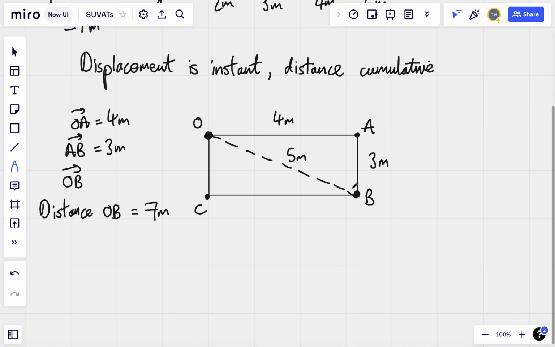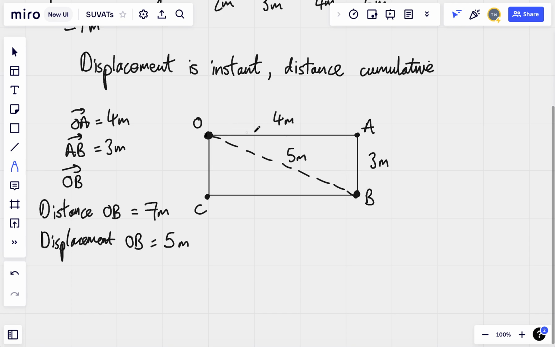So that distance O to B is 5 meters. Therefore, the displacement of OB is 5. We've got two different numbers here. So this one is 5 meters because B is 5 meters from O at this point.